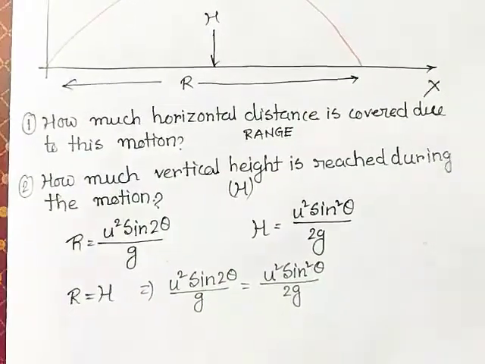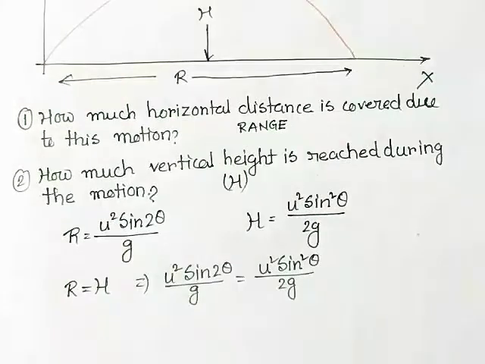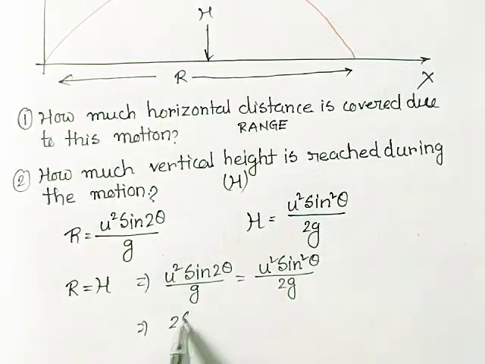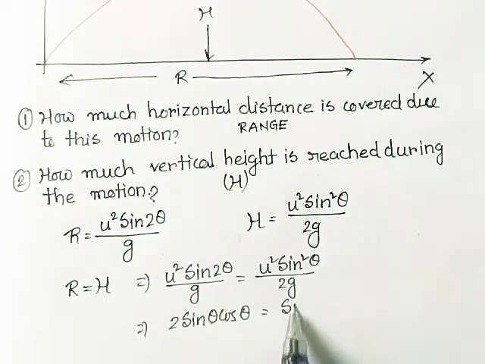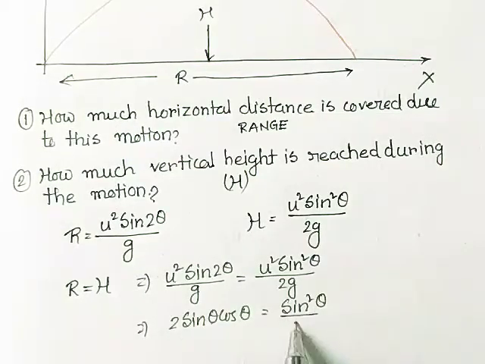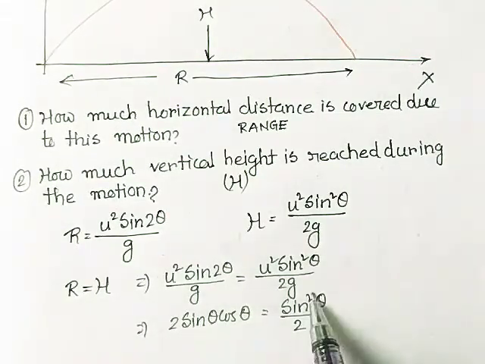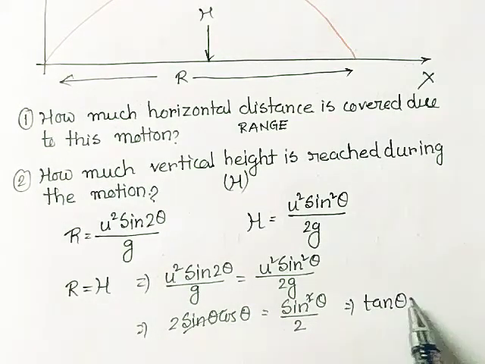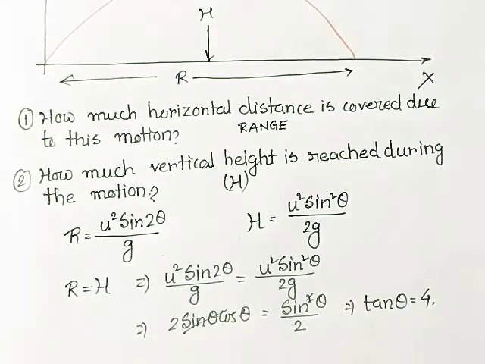So if I just break it mathematically, sine 2 theta will become 2 sine theta cos theta. U square by g cancels out, so it will become 2 sine theta cos theta on one side, and sine square theta divided by 2 on the other. So this sine theta cancels out, then it will become tan theta equal to 4. So you can say this is the condition for which range and height will be equal.